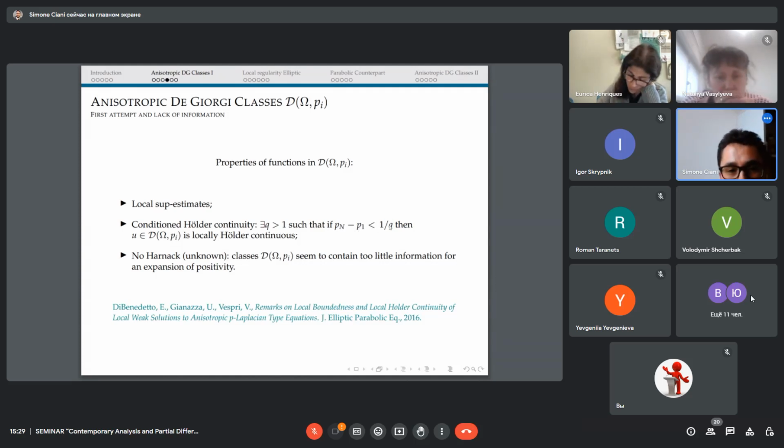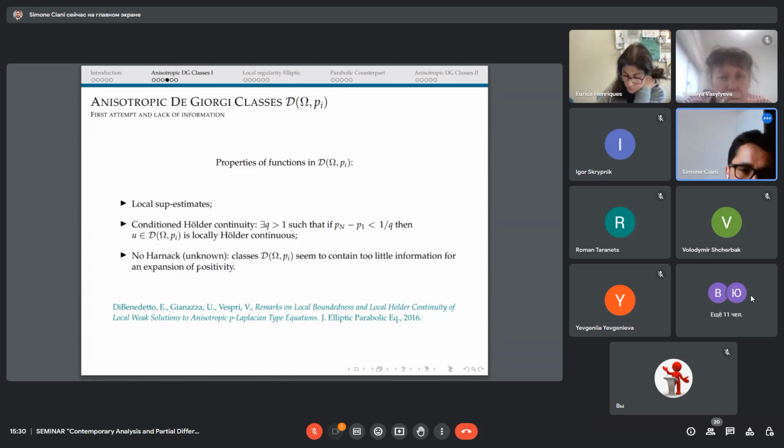It's qualitative. And also for this kind of functions, no Harnack inequality, at least for the moment, is known for the functions belonging to this space. So it may be that these anisotropic classes, as rightfully your colleague before was saying, are not completely natural. They seem not to contain enough information for the expansion of positivity, for a Harnack inequality to hold, and for a general Hölder continuity.